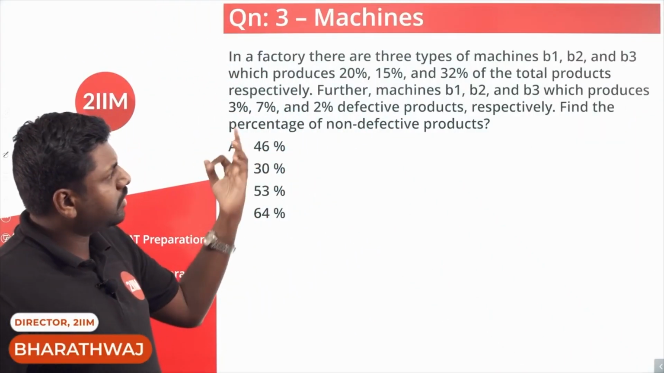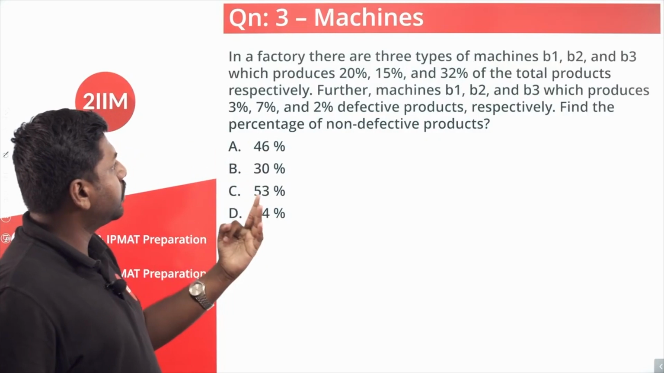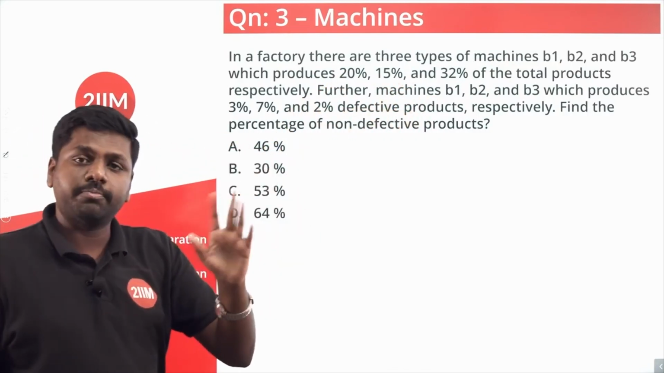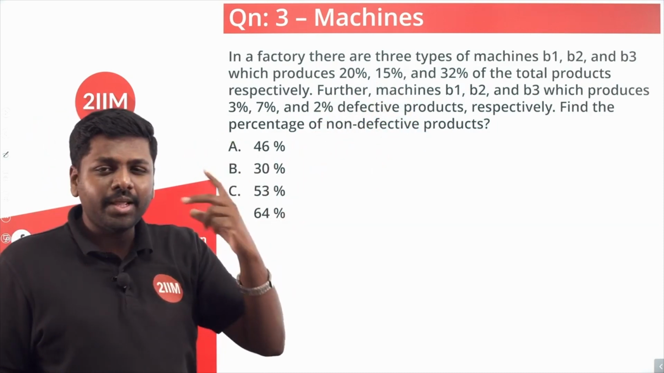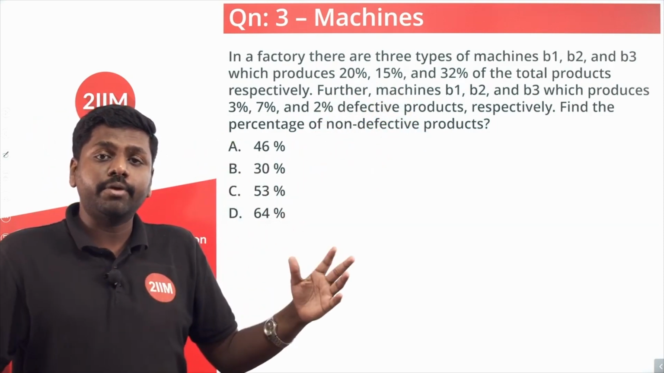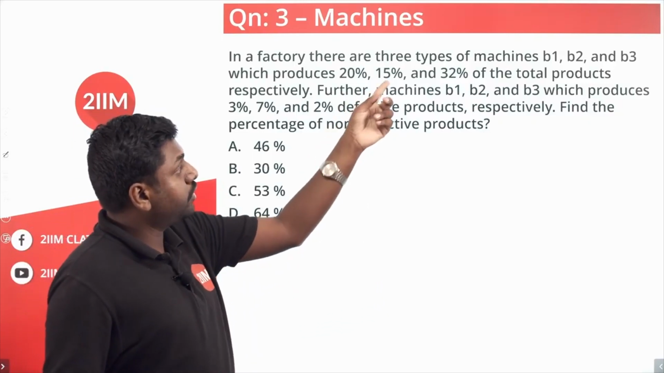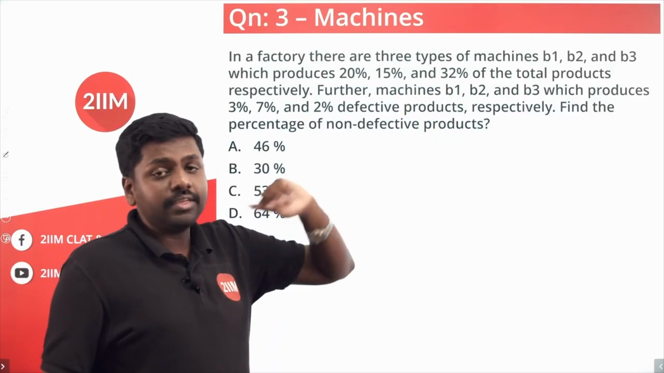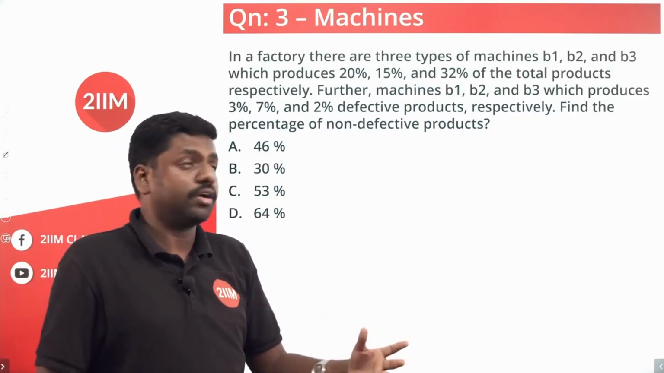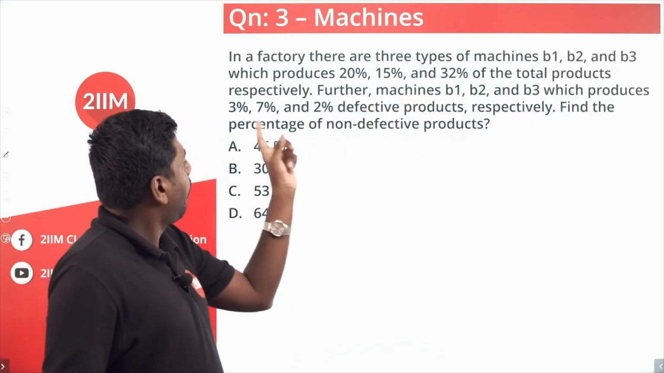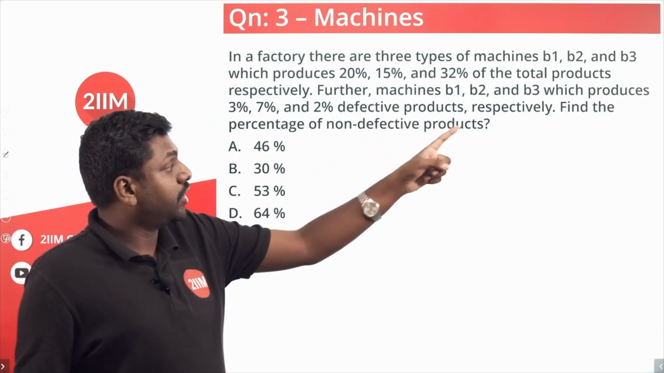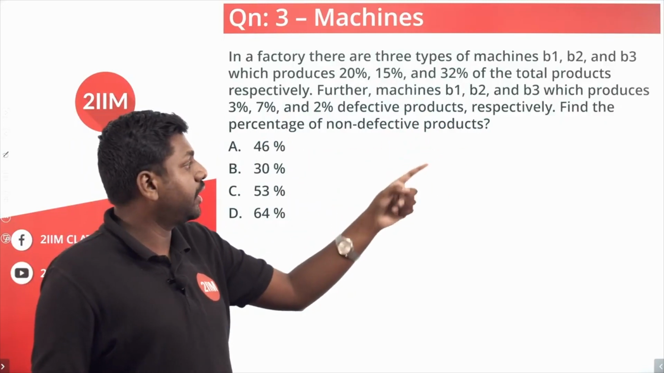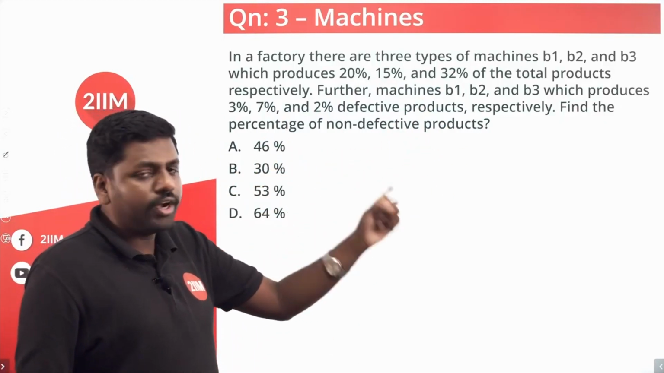Machines. In a factory, there are 3 types of machines, B1, B2 and B3, which produce 20%, 15% and 32% of the total products respectively. So B1 produces 20 products when the entire company produces 100 products. B2 produces 15 when the entire organization produces 100 products. B3 does 32 when the overall number is 100. That is what percentages mean. Further, machines B1, B2, B3 produce 3%, 7% and 2% defective products respectively. Find the percentage of non-defective products.